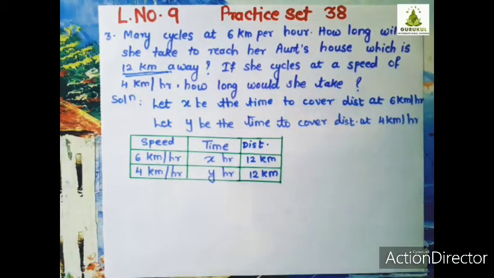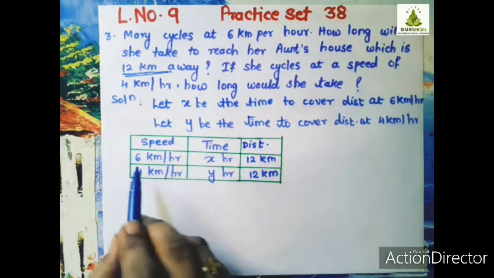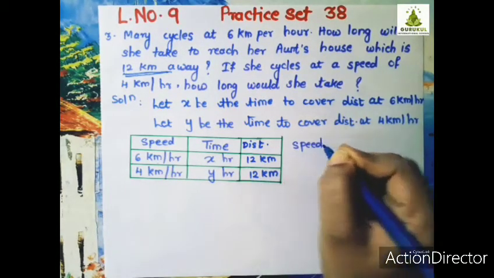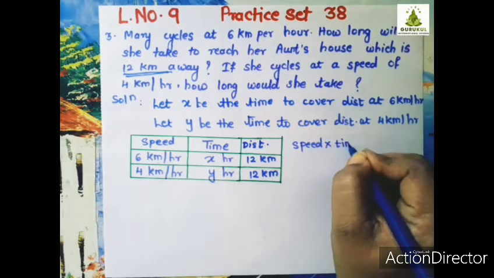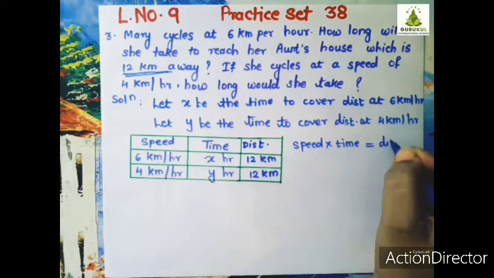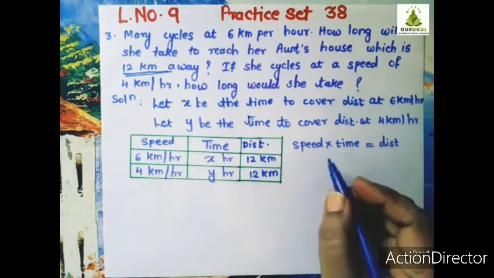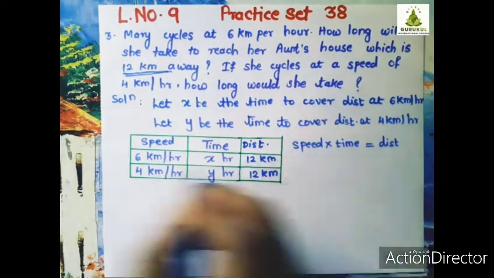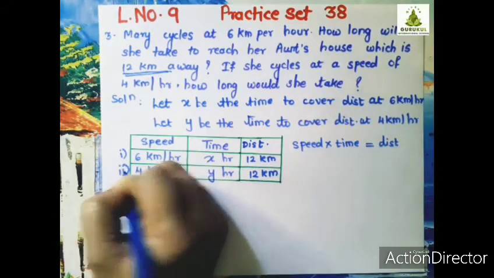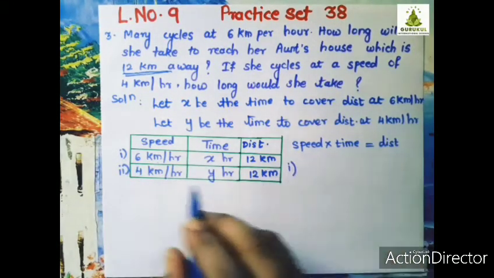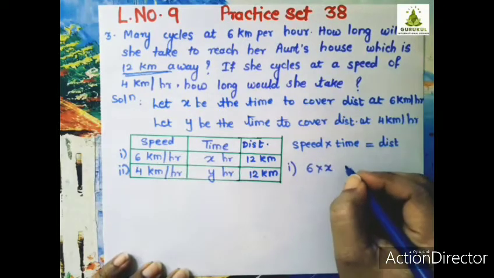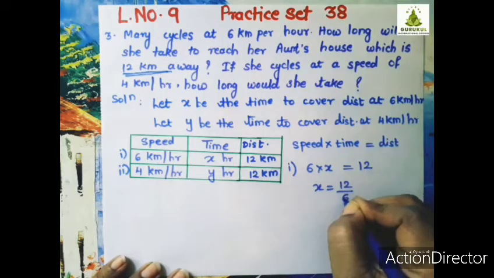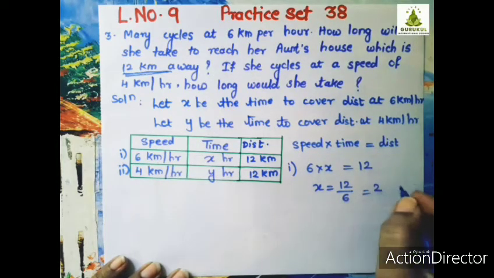Now what we have to do in this case? Here the distance is same, so we have to write speed into time. See, this sum is a little bit different than the earlier two which we have solved, but it's the same thing, a simple one, don't get confused. Speed into time is equal to distance. In the first case, numbering it as 1 and 2, we can write 6 into x is equal to 12. So x is equal to 12 upon 6, which is equal to 2 hours.